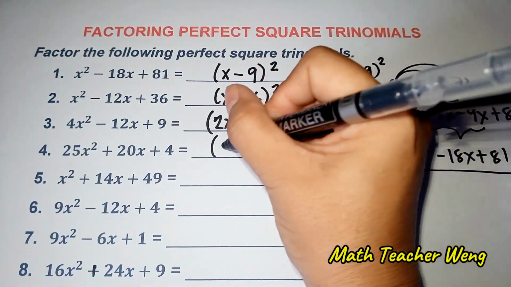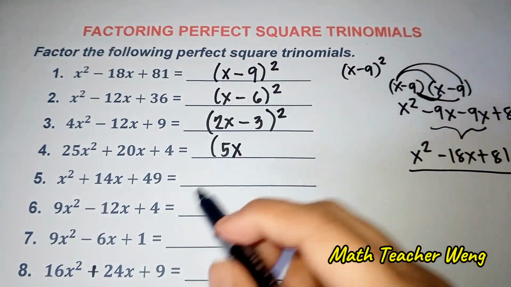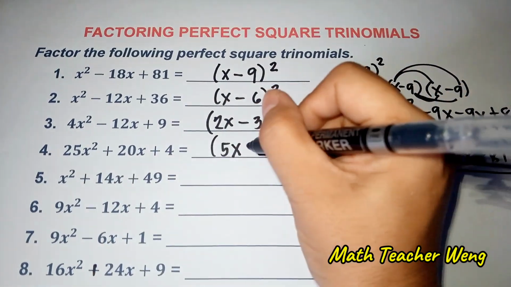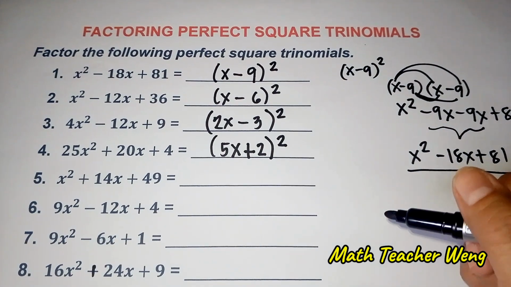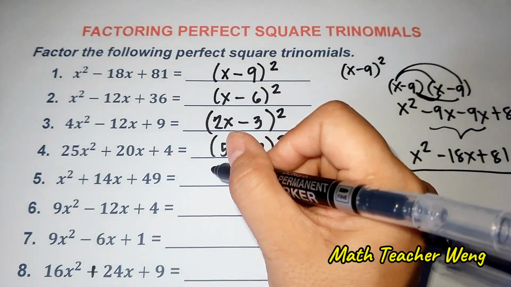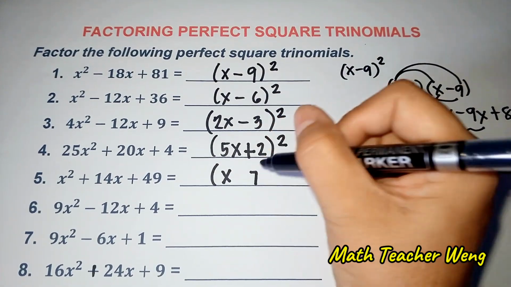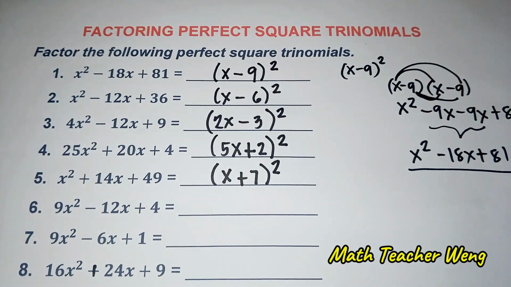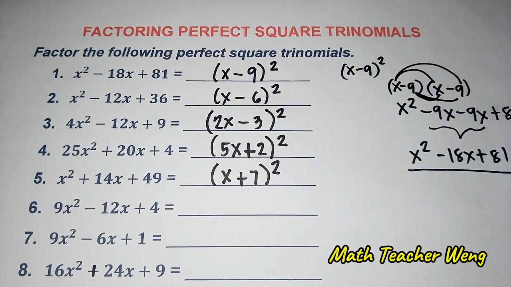The square root of 25 is 5. x squared, x. The square root of 4 is 2. Plus, okay, plus. Then squared. Number 5. The square root of x squared is x. The square root of 49 is 7. Plus sign, so plus quantity squared. Easy, right? It will be easy because it was given that they are perfect square trinomials.